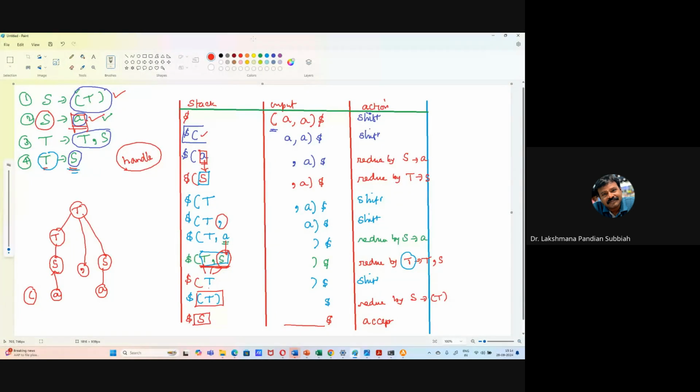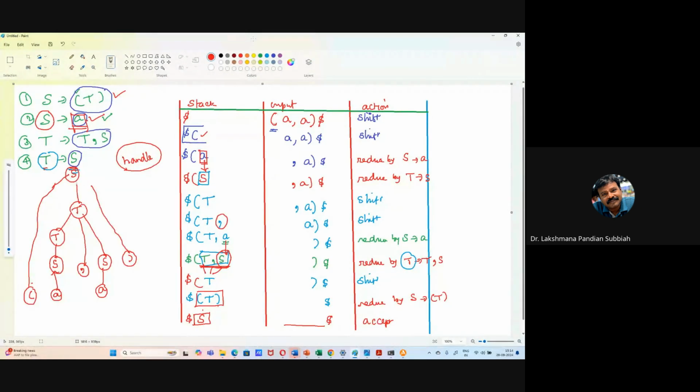So we are having now T, we are shifting the close bracket. So we are creating a leaf, close bracket. And then we are having now the reduction, open bracket, T, close bracket, yes, right? So that one is here. We are having now open bracket, T, close bracket is going to be reduced to S.